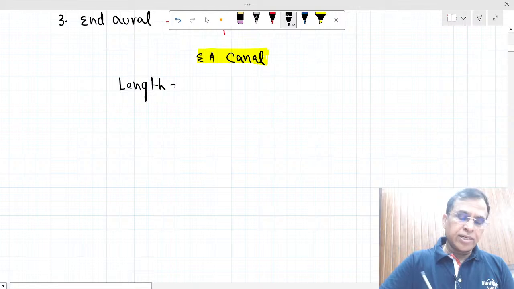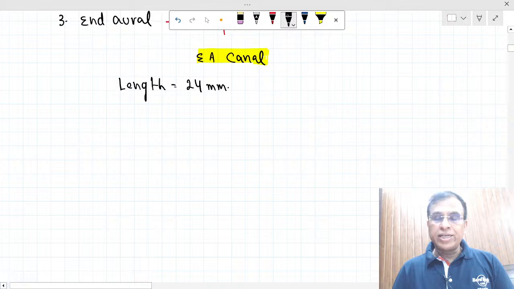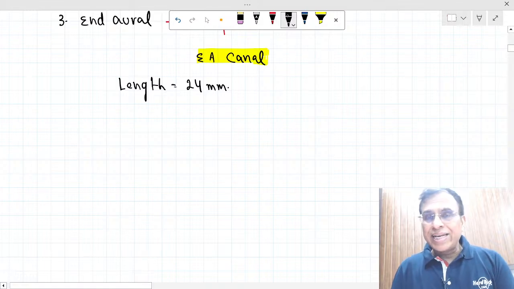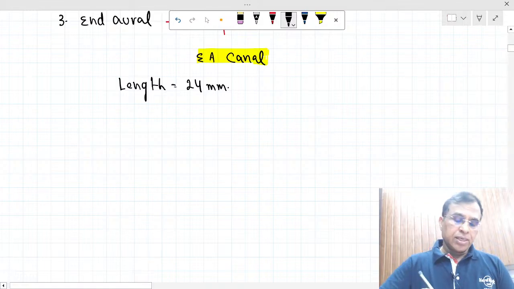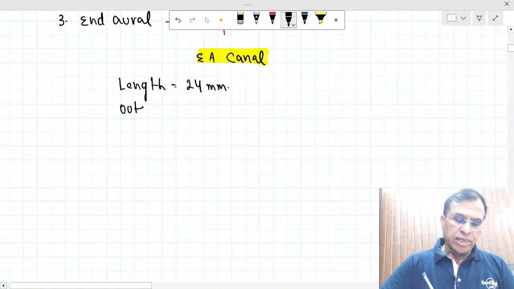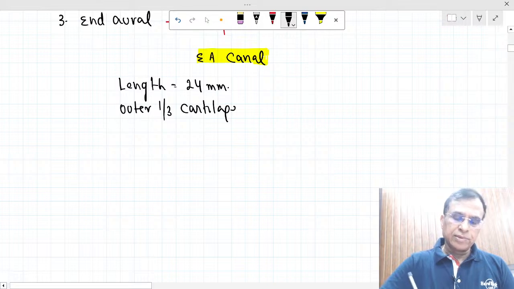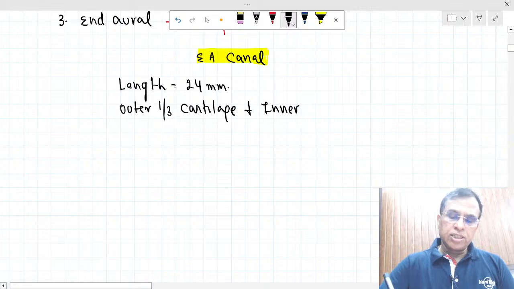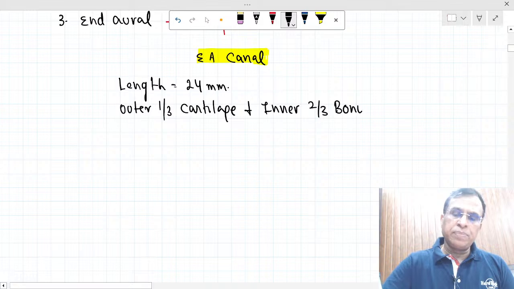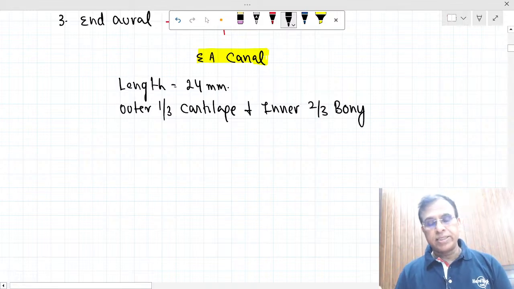The length of the canal is 24 millimeters long, 2.4 centimeters. Do you know what the canal is made up of? The outer 1/3 of the canal is made up of cartilage, and the inner 2/3 of the canal is made up of bone. So the canal is bony plus cartilage, partly bone, partly cartilage.